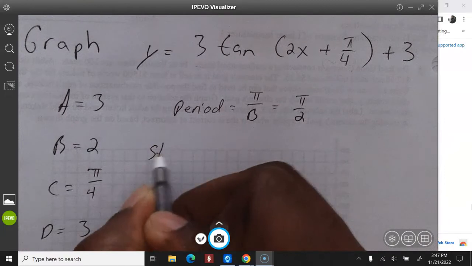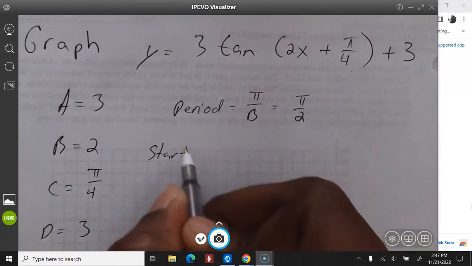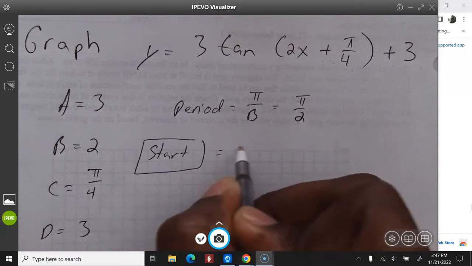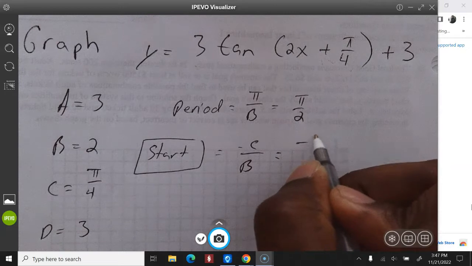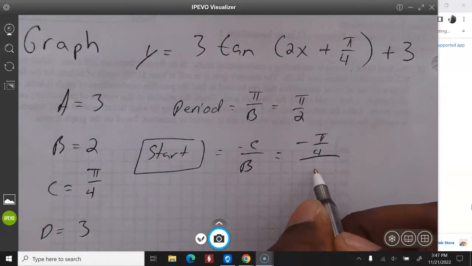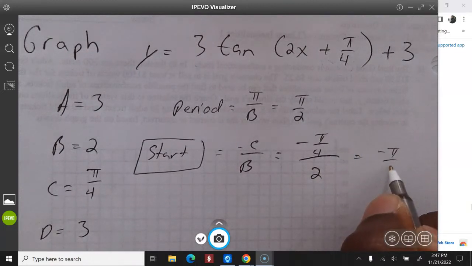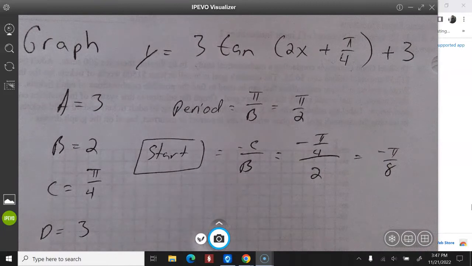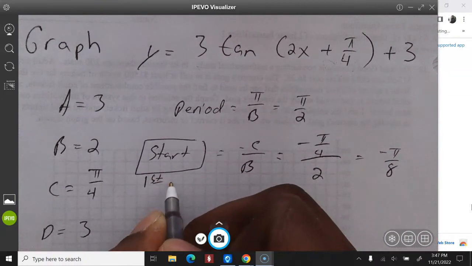Where I start, which is my first x-intercept, is going to be negative c over b. This is going to give you negative pi over 4 divided by b, which is 2, which reduces to negative pi over 8. I call it my start. With tangent it is also the first x-intercept.